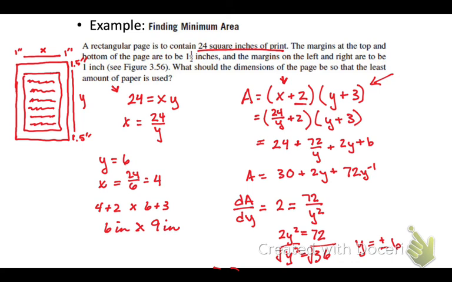Well, that's not what size paper is. It's a book. Books are all different sizes. It doesn't say anything about it being a book. Well, it says a rectangular page is to contain 24 square inches of print. I would assume it's a page of a book, especially 6 by 9. It's a large book, but it's still a book. You should go down to the library and find a 6 by 9 book.